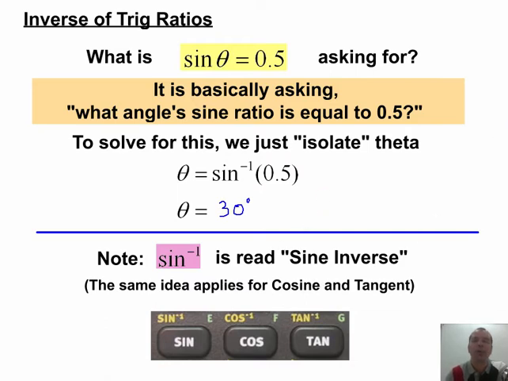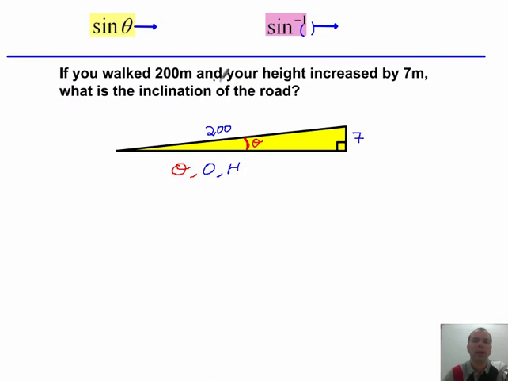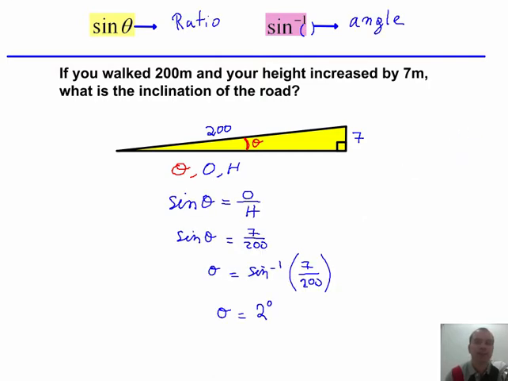And the same idea applies for cosine and tangent. So to remember what sine theta was and what sine inverse is now, see if you can figure that out. Now, what about this question? If you walk 200 meters and your height increased by 7 meters, what is the inclination of the road? Now, I put the 200 here because sometimes we don't know if you're going to put it here or if we want to put it at the bottom. But if you're walking on it, then that's the distance that you measured. So see if you can fill this in and do it, and I'll show the answer in 3, 2, 1.